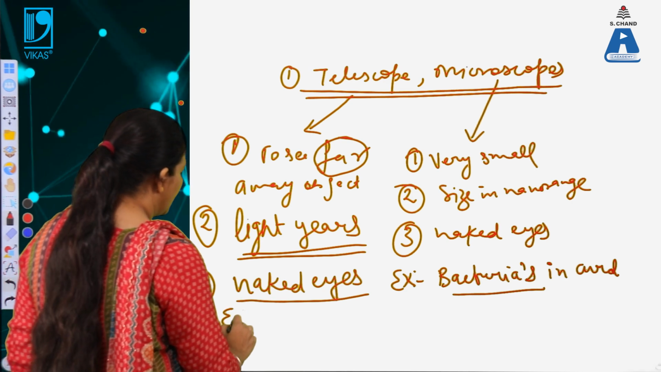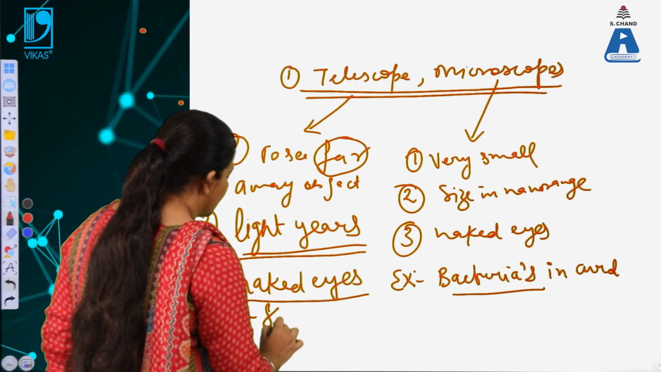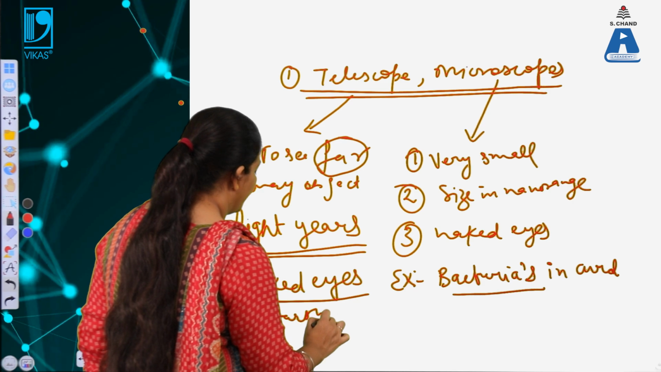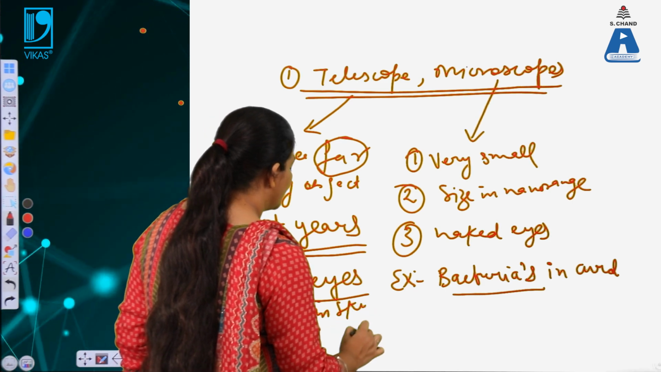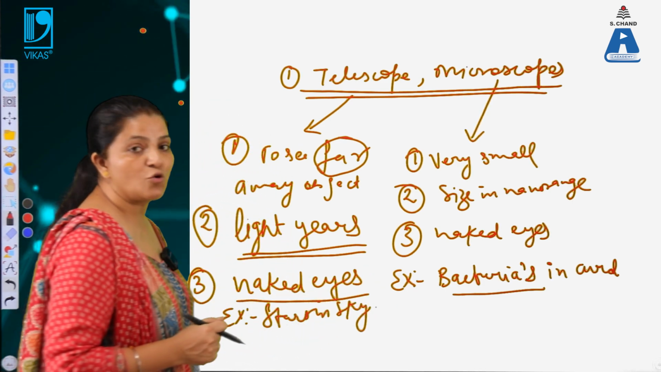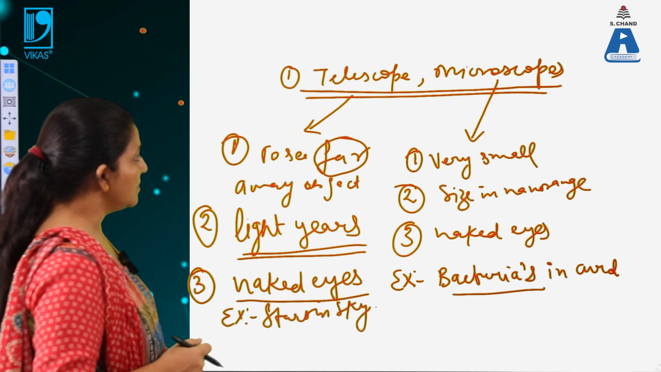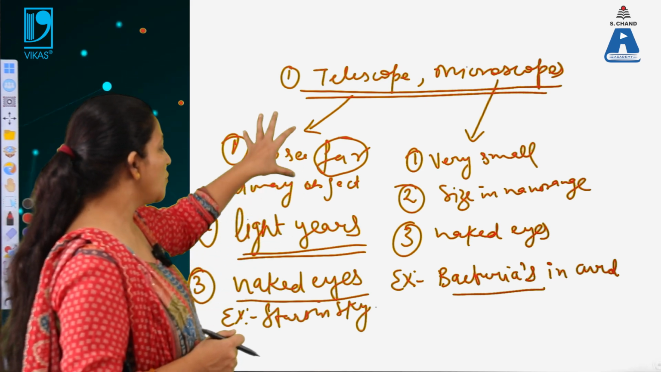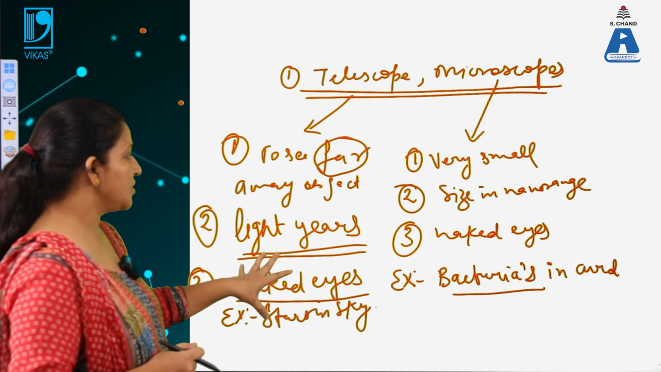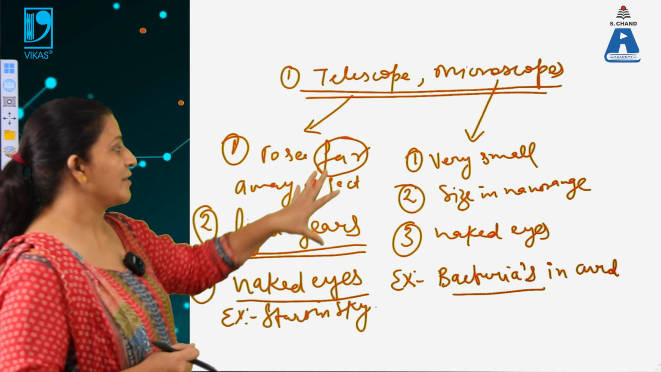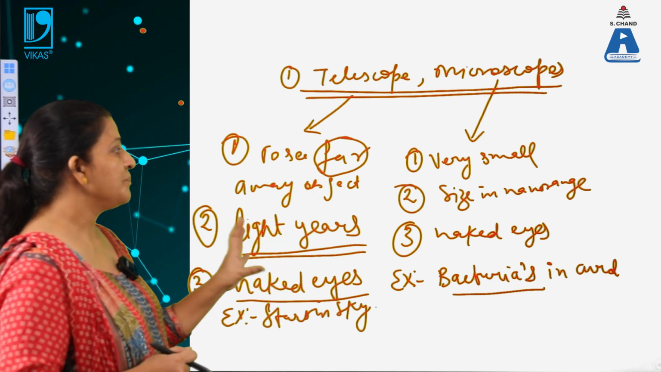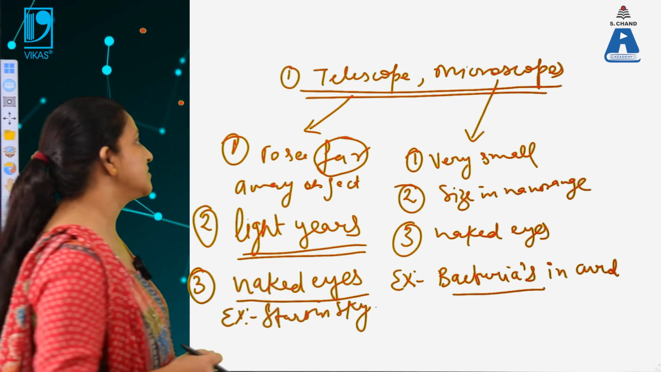For example, if we want to see the stars in the sky, telescopes are used. So telescopes are used to see far away objects, while microscopes are used to see objects which are very small in size.